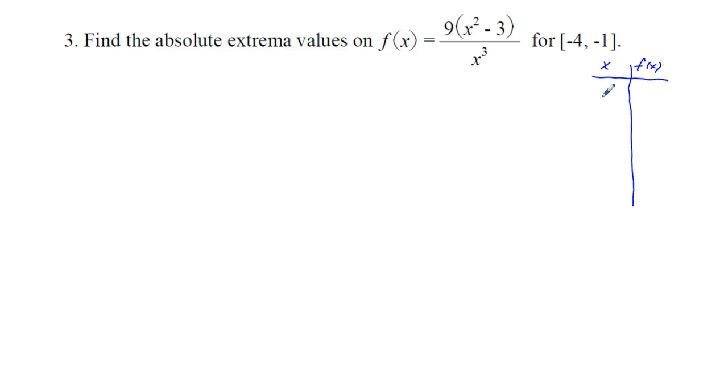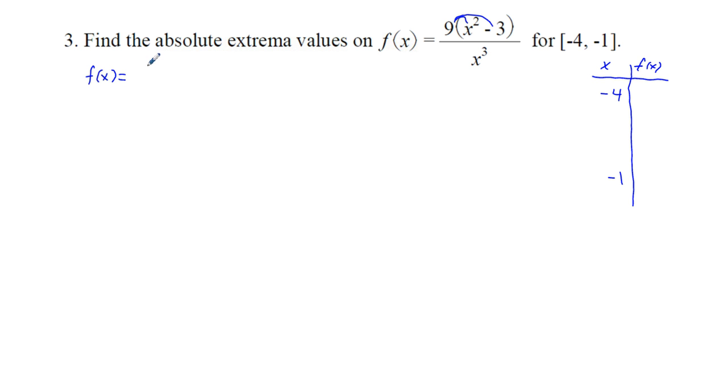And then our endpoints are going to be -4 for our low value and -1 for our highest value. And any critical numbers we see are going to be in between here. So now I'm going to rewrite this f of x here. f of x is equal to, we're going to distribute this 9 to inside the parentheses.